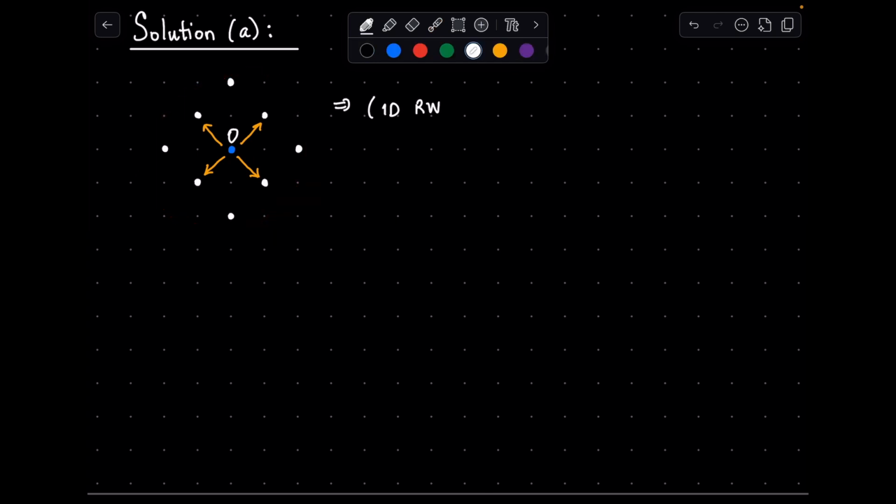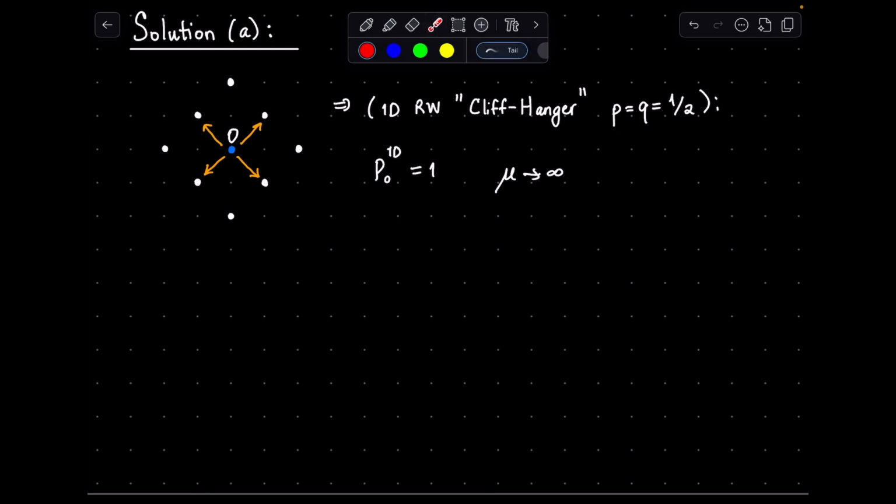First, let me remind you that in the one-dimensional random walk case, the probability of the walker coming back to its origin was 100%. And it returned back to its origin infinitely many times. This was previously discussed in the cliffhanger problem on this channel. We call this kind of walker a recurrent walker. So what is that probability in 2D?